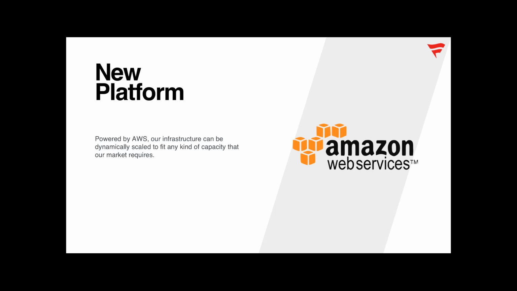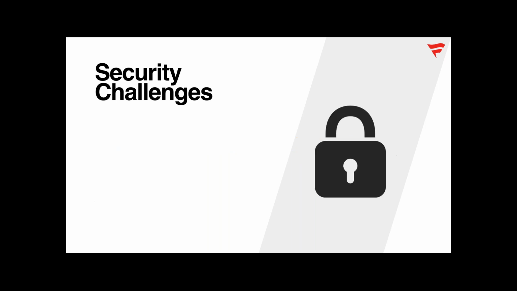At the other times of the year, we have computational resources just sitting around. That kind of behavior is a perfect fit for the cloud, right? Now, our new platform, powered by AWS, can be dynamically scaled to fit any kind of capacity that our market needs. As a result of our cloud adoption, now we have tens of AWS accounts spread in multiple different environments, holding over 1,000 nodes and hosting more than 100 microservices.